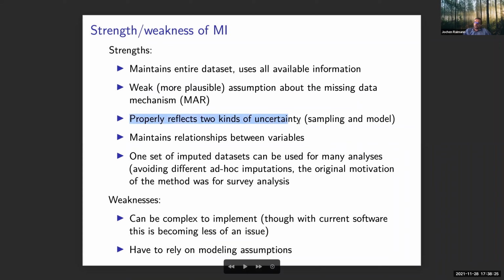Sampling and modeling does properly reflect the two kinds of uncertainty. So essentially you have a sampling uncertainty and you have a model uncertainty. So there's a lot of potential inaccuracies that are basically meshed into this. An advantage is that the relationships between the variables are maintained, because the estimate that you use to fill your missing value essentially is a result of all these variables, the relationship between all these variables.